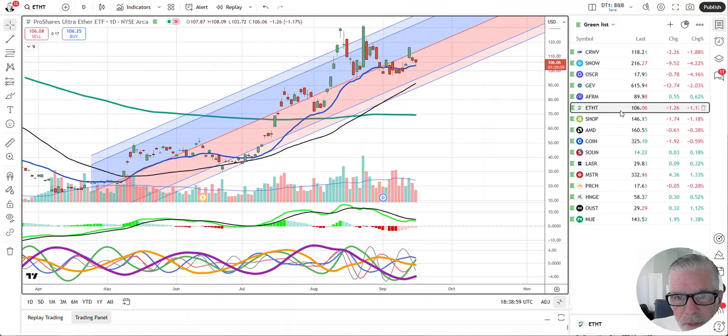Here's an ether play. So we are just kind of waiting for this to play out, right? It's close the gap. All right, that's not a bad thing. Close the gap, bounce off the 21. Tomorrow looks like a good moving day for ether.